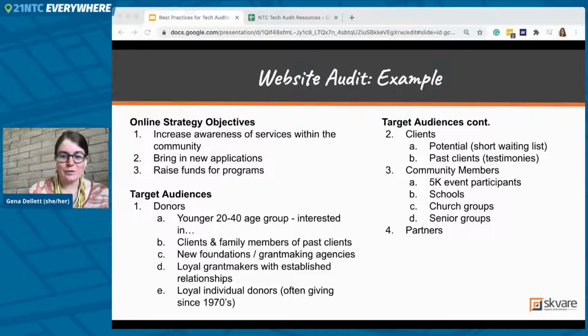But their online strategy objectives, pretty straightforward: increase awareness, bring in new applications, raise funds for programs. Their target audiences, itemized out in detail who those folks would be. And in particular, get specific about donors. Donors is so vague. What type of donors? What are the demographics or similarities about the groupings of how you define who your donors are, and then how those different groupings would then interact or have expectations of your system.